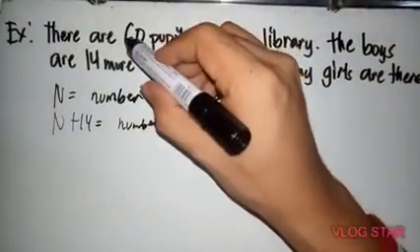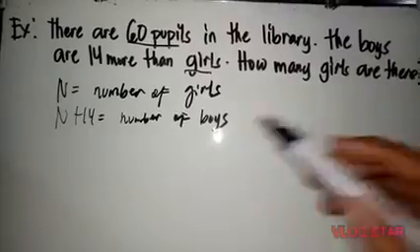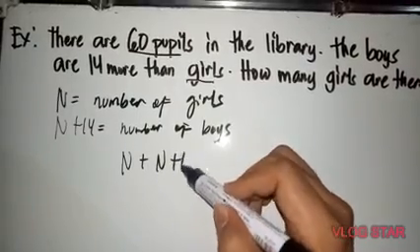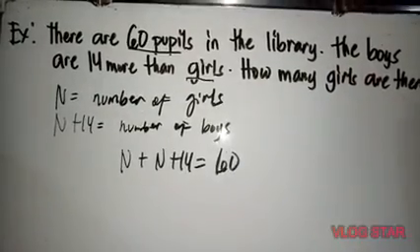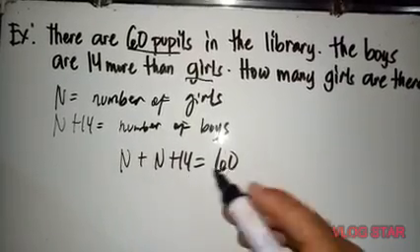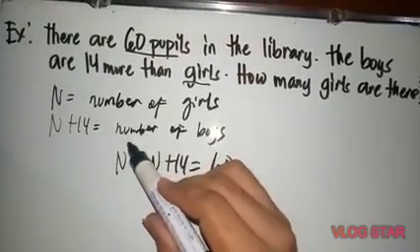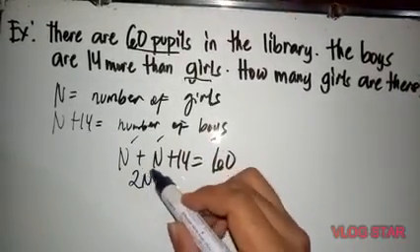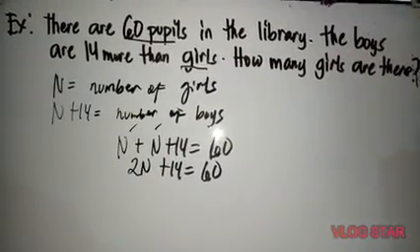And their total is 60. So to write it in an equation, n plus n plus 14 is equal to 60. The first step is, since we have three terms, we should add first the like terms. The like terms are n and n. Then we can write it as 2n plus 14 is equal to 60.